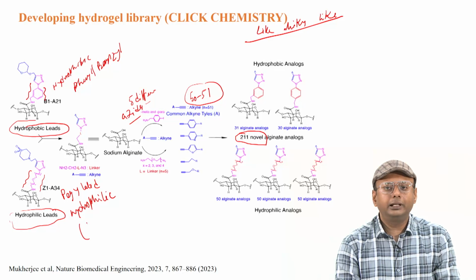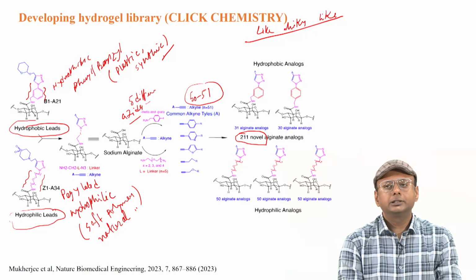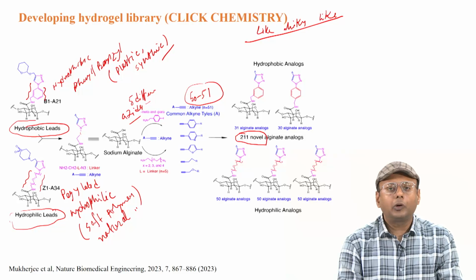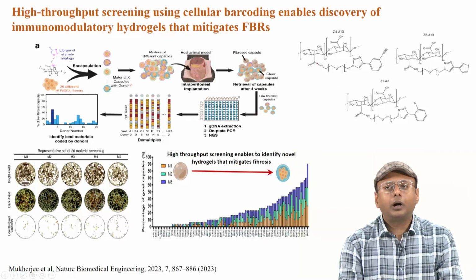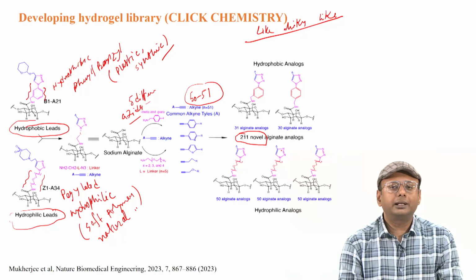So in the case of hydrophilic, what different types of substrate can we use for the coating? For example soft polymers, mostly natural polymers, and in the case of hydrophobic, mostly plastic and synthetic polymers can be used. Okay. So once we developed almost 211 new molecules, what we have to do is test and identify which of these 211 molecules are actually best in terms of preventing the fibrosis.